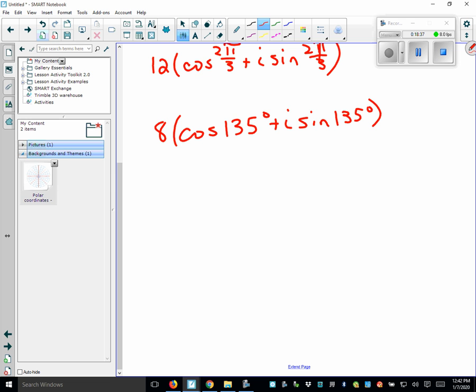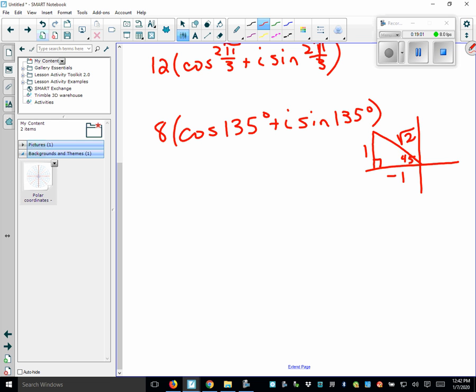What quadrant is 135 degrees in? Quadrant 2. Good job. What's my reference angle? 45. So what is this opposite side? 1. What's this one? That would be negative 1. Negative 1 over radical 2, and positive radical 2.